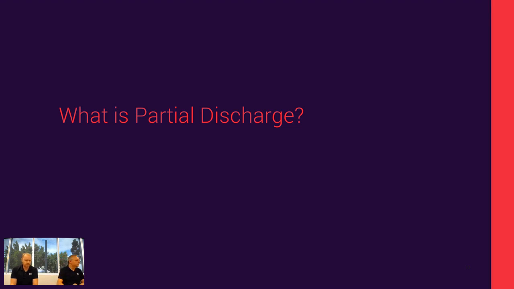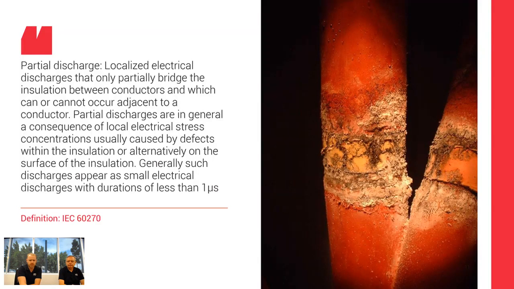Okay, so what is PD? I'm just going to give a quick, brief overview. There's an international standard called IEC 60270, and inside that standard there's a definition of what partial discharge is. The definition talks about insulation breakdown, but not a full breakdown from either phase to phase or phase to earth. So it's talking about partially bridging out parts of the insulation.